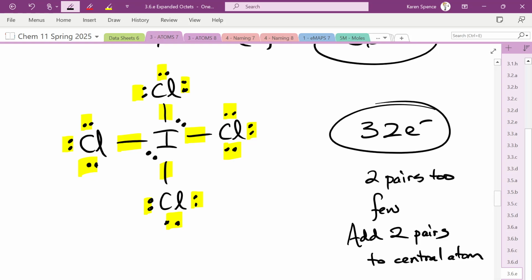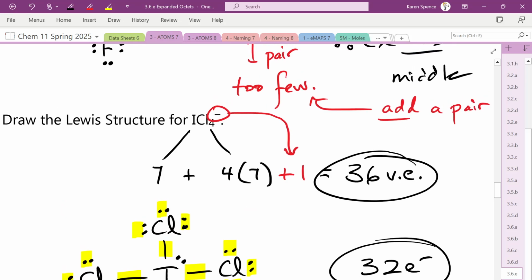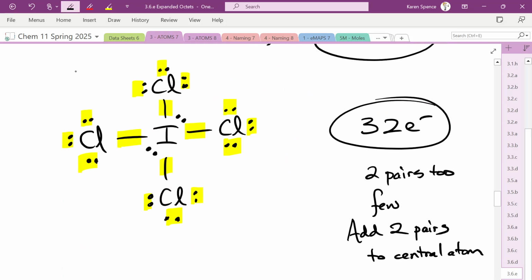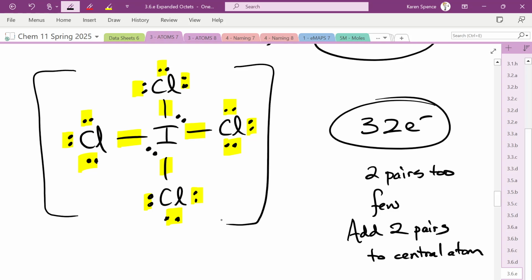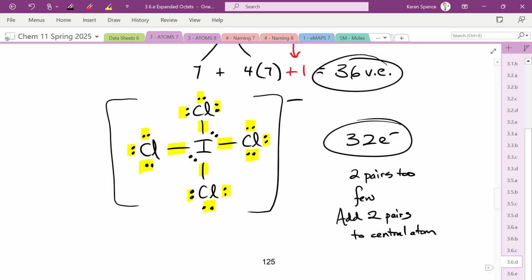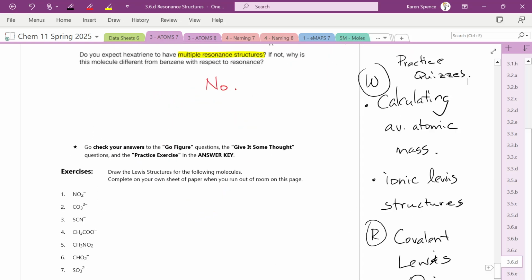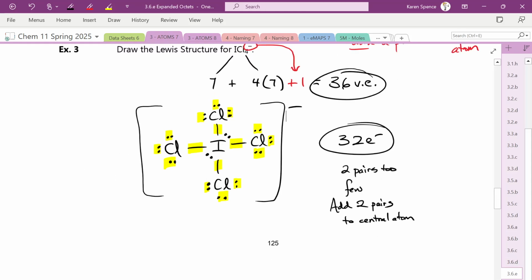Okay, and now we have to say to ourselves, oh my gosh, step 6, is it an ion? Yes, it is. So we need brackets and a charge. Okay, is there any resonance there? No, there's no double bonds. Okay, so we're done.